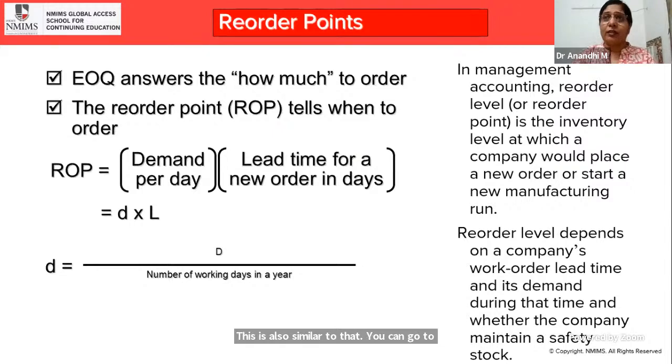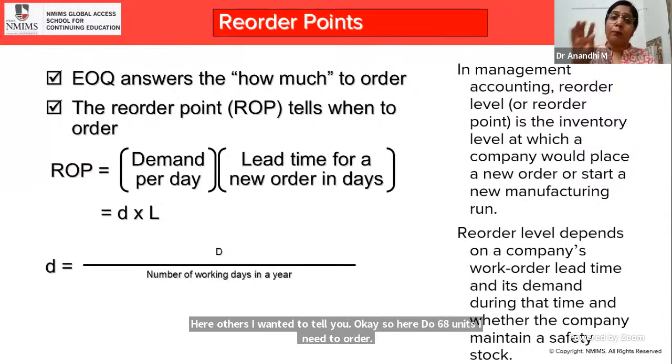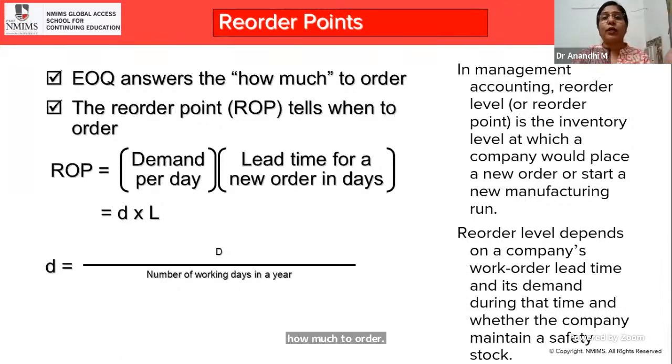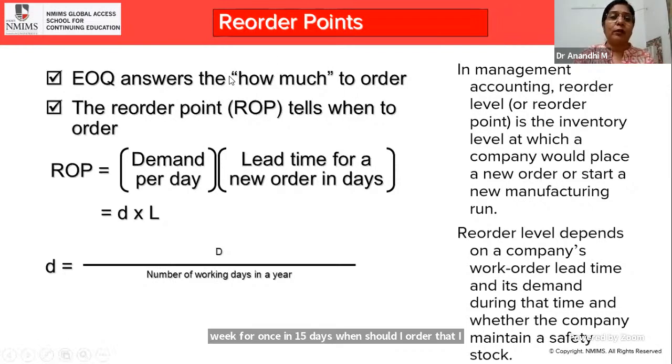So here, 268 units I need to order, and that is going to be the optimum order size for every order. But when should I order? My EOQ answers how much to order, and my reorder point tells me when I should order. How frequently should I order? Is it 268 units once in a month, or once in a week, or once in 15 days? That I will know through my reorder point.